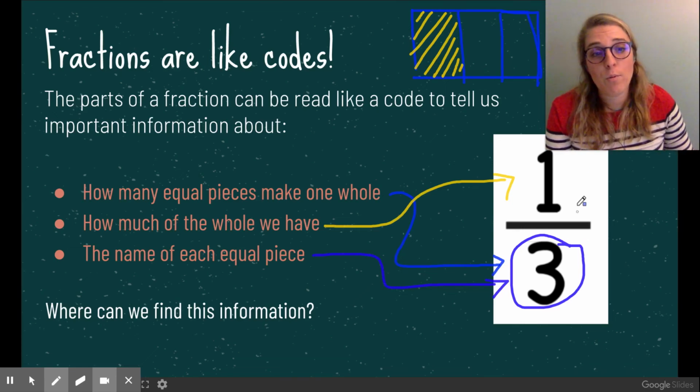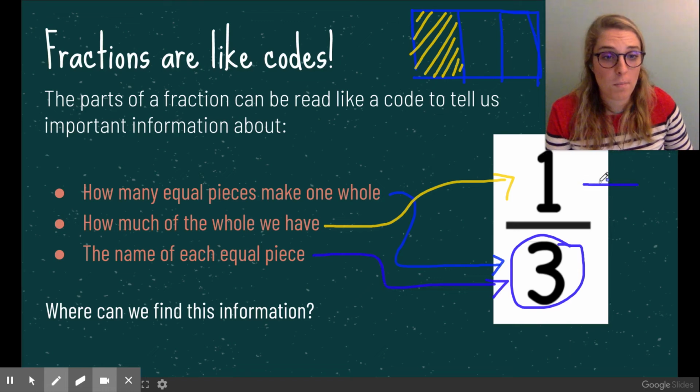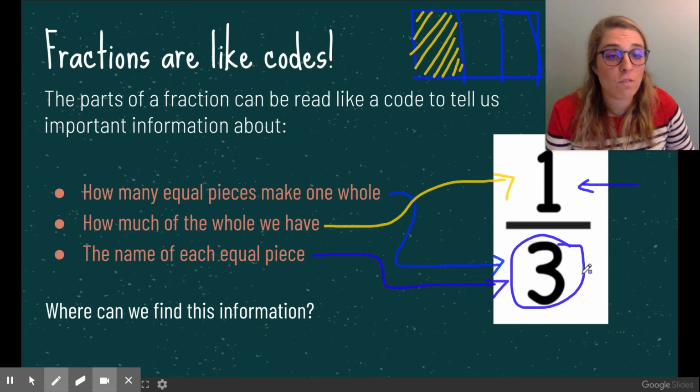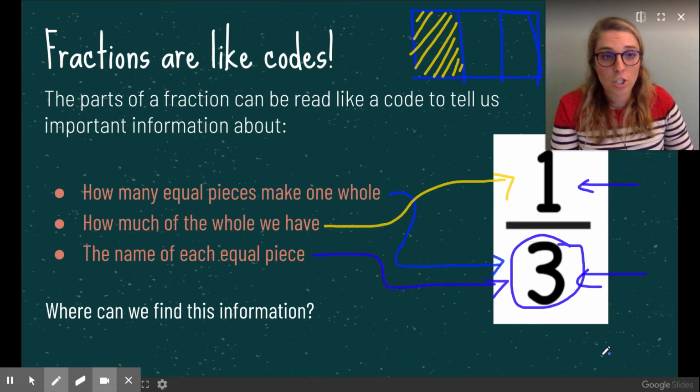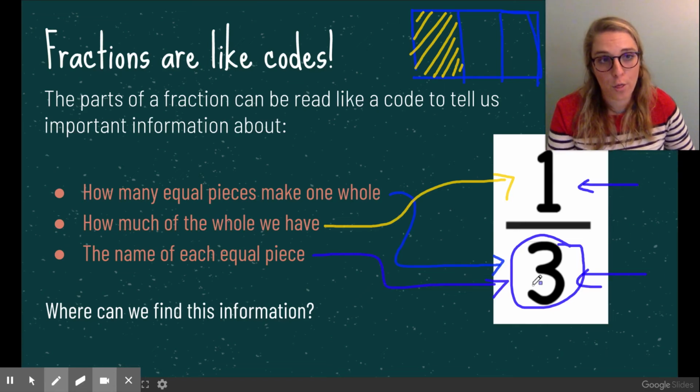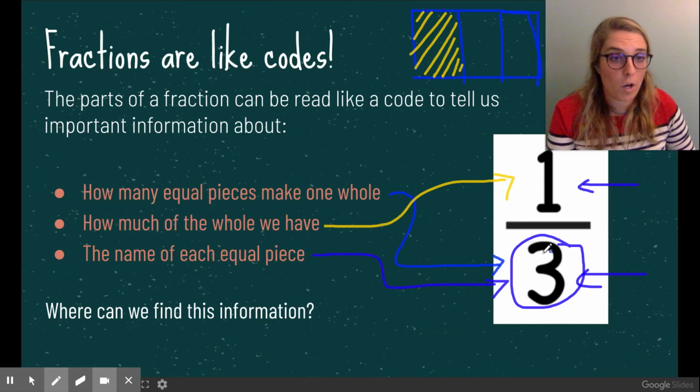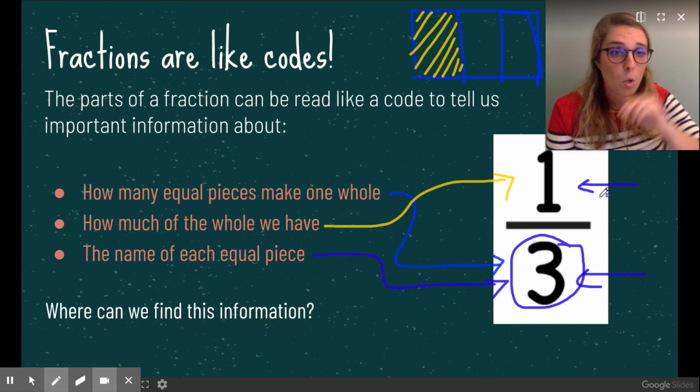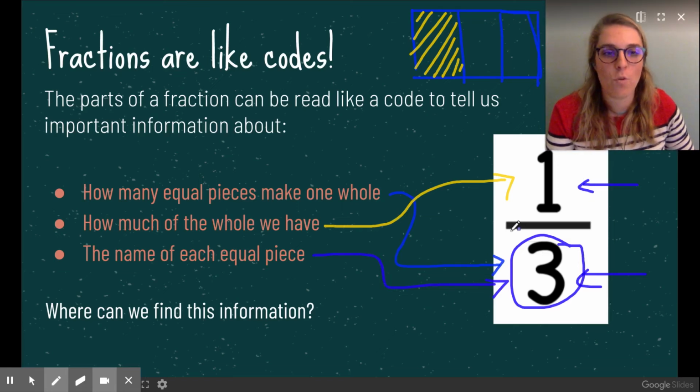So I would read this fraction as I have 1 piece, and each of those pieces is called a third. So I read this fraction as 1/3. I read it as 1/3 because it tells me I have 3 pieces that make up one whole, and I have 1 piece.